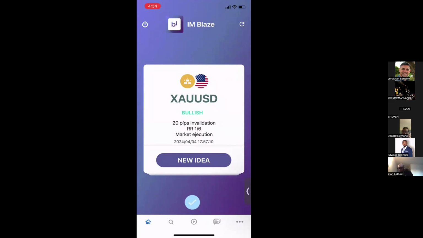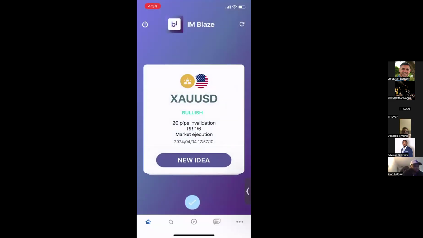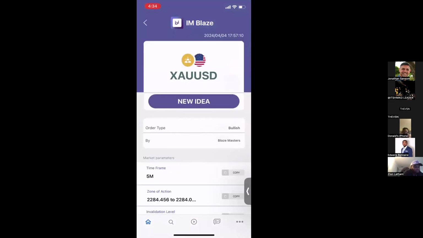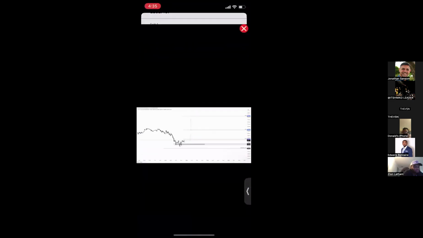Okay? Guess what we're going to do? We're going to refresh this screen on Blaze. Let's see what Blaze threw out. Blaze hasn't called out any trades yet. But this is one of my favorite pairs to trade. And guess what we're going to do? We're going to open this up. Let's see what they're talking about. They called out a bullish trade on gold this week.